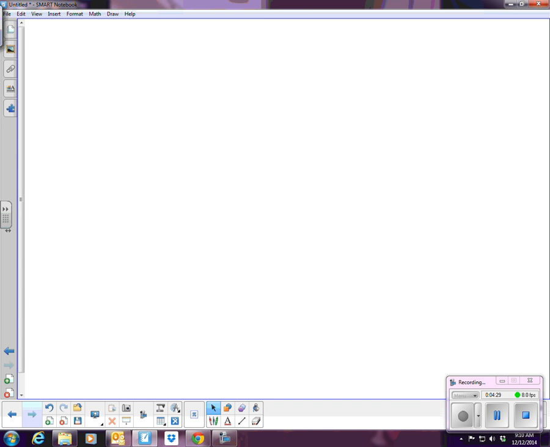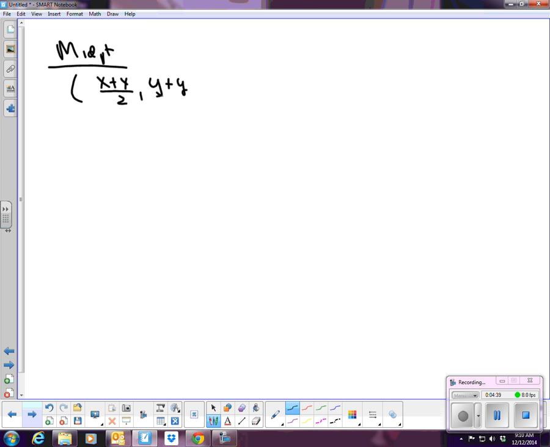So we did distance, and you're also going to need to know midpoint. A lot of kids get these confused, and I'm not sure why. Midpoint is just x plus x divided by 2, y plus y divided by 2.